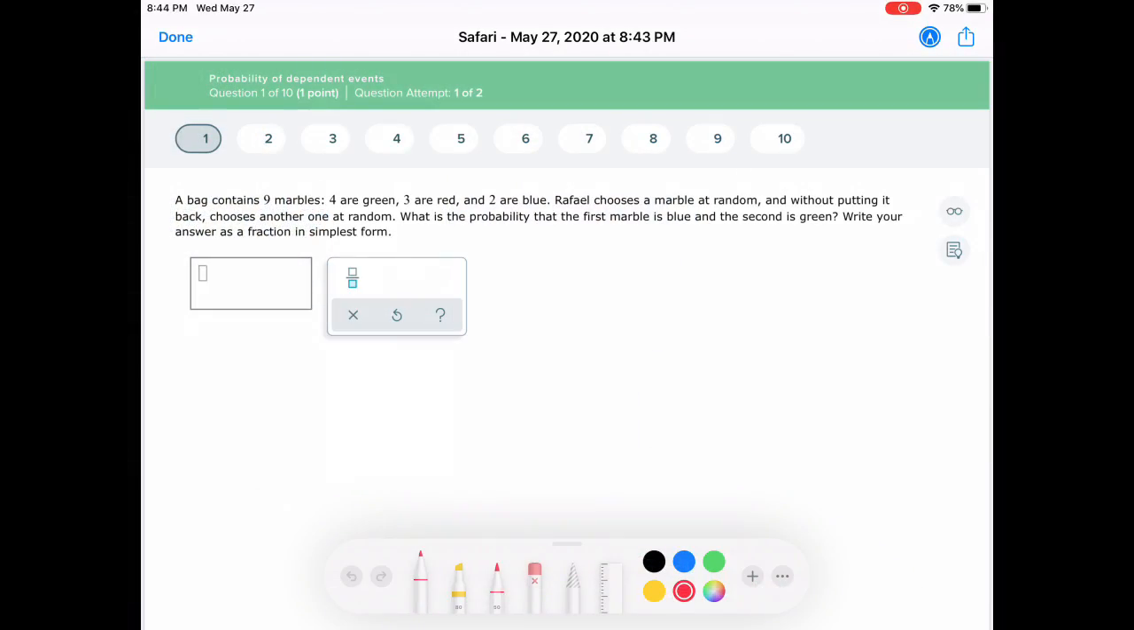So here we go. We got the classic bag with different marbles. In this case, they're starting off with 9 marbles: 4 green, 3 red, 2 blue. The important part here is when they say Raphael is going to choose a marble at random, what we have to consider is without putting it back. Without putting it back means we're going to start with 9 marbles, but after that, there are only going to be 8 marbles. That's an extremely important part to remember. Sometimes they call it with replacement or without replacement, so you have to pay attention to that wording.